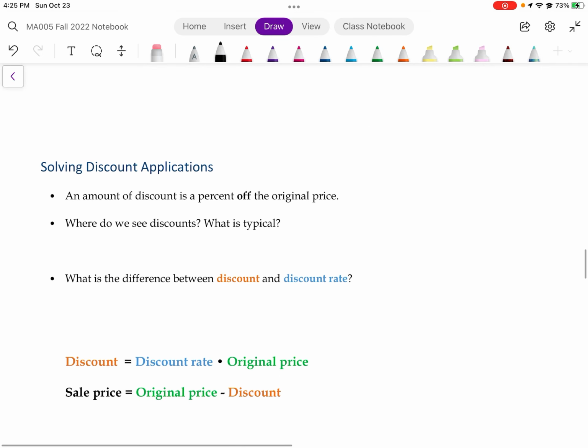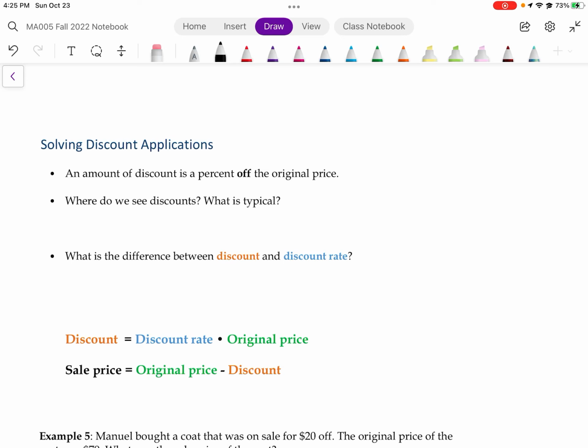Okay, the next are discount problems, and these are things like sales prices. So an amount of discount is a percent off the original price, and that's where most people get stuck on these problems. So when I say it's 40% off, then that means we take away 40%, and that's what's left is how much it's going to cost. So where do we see discounts? Well, all over the place. In retail sales, basically, any sort of retail sales.